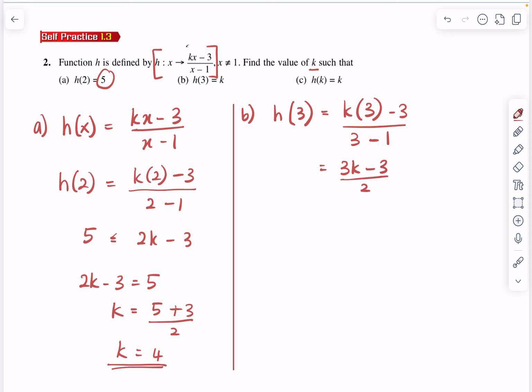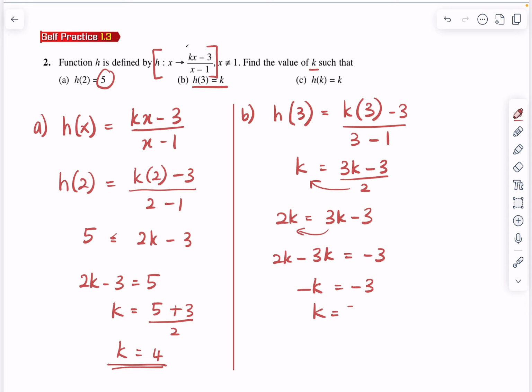And h(3) equals k. So this whole thing equals k. So what we can do is the 2 we can bring up here. So this one becomes 2k equals 3k minus 3. 3k we bring here. So 2k minus 3k equals negative 3. Negative k is negative 3. Therefore k is 3.